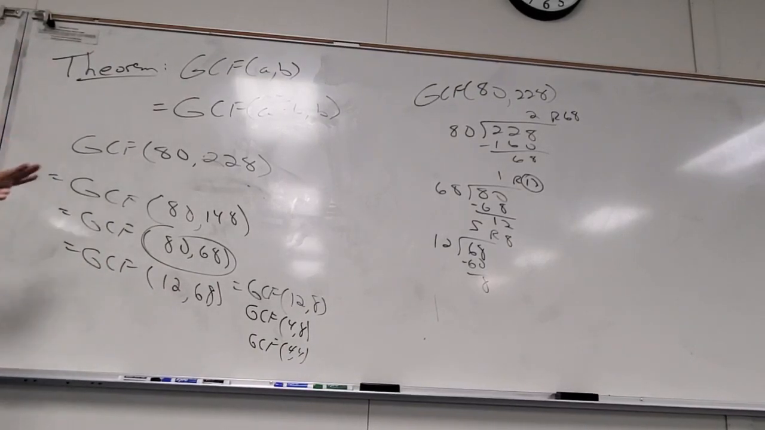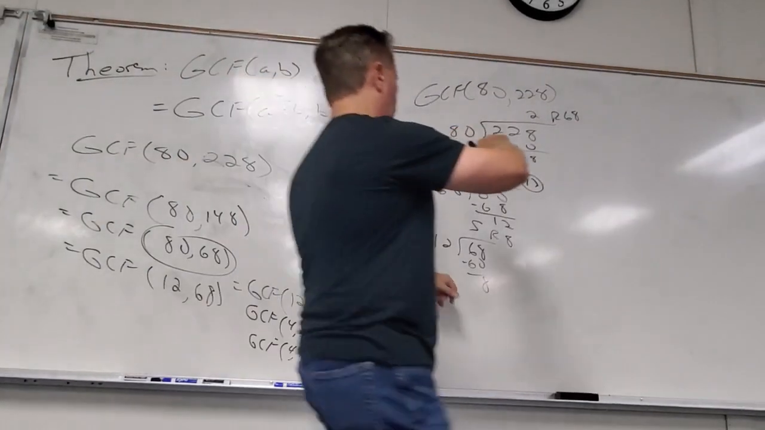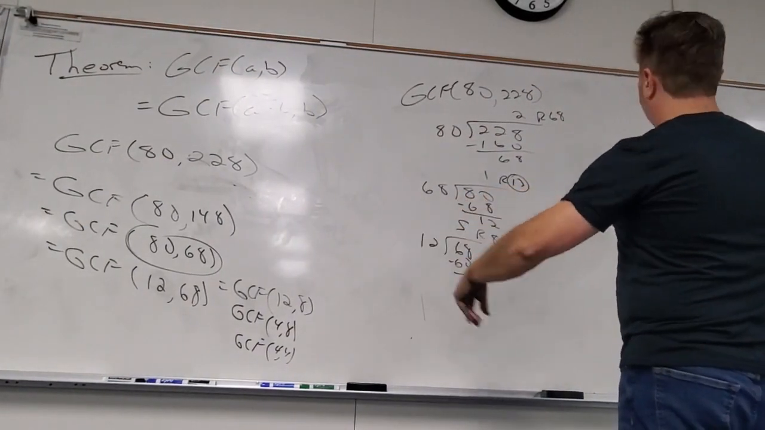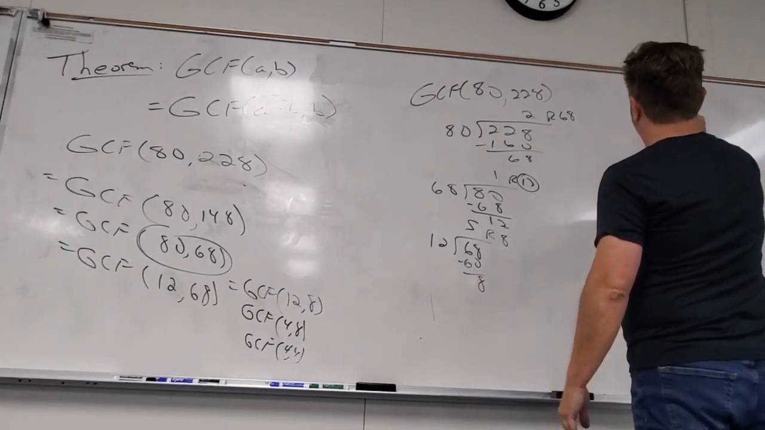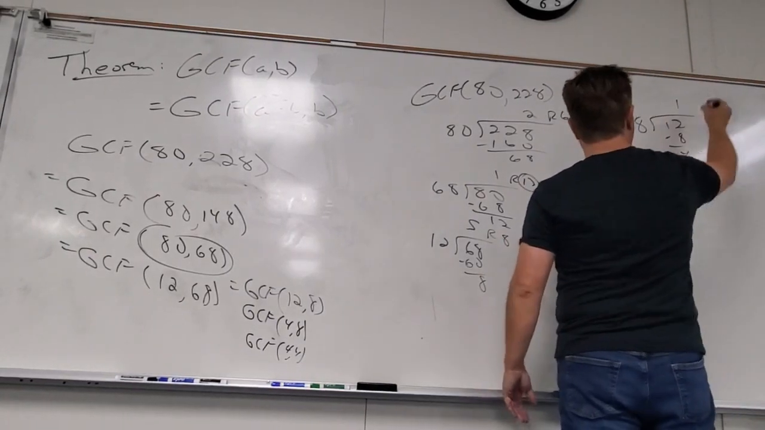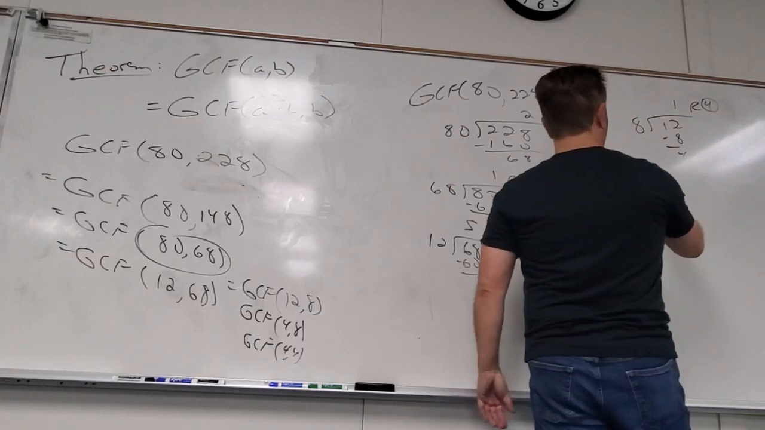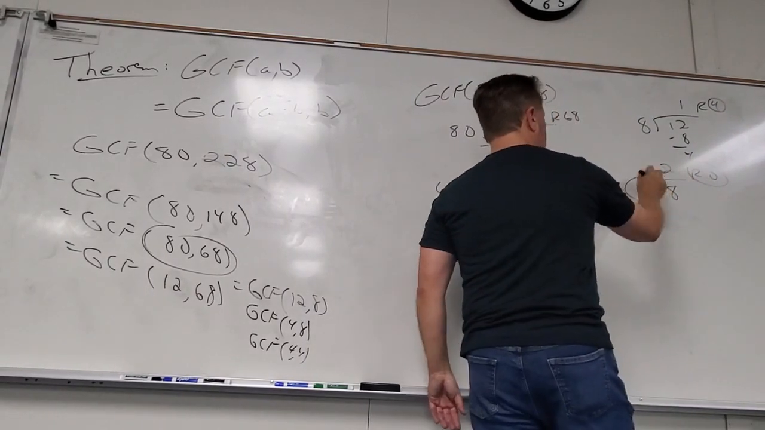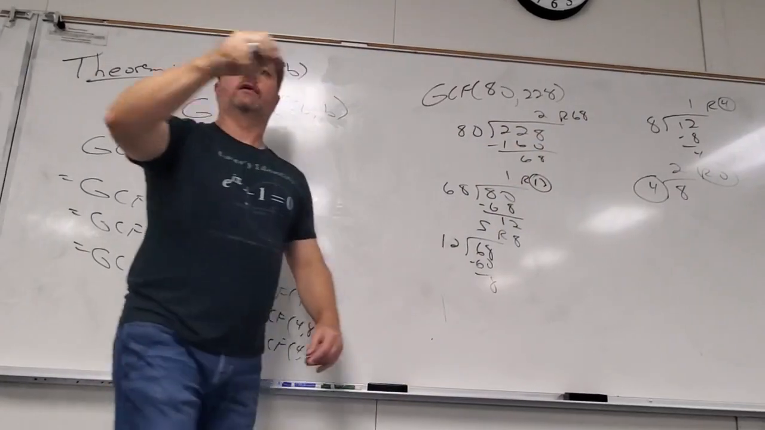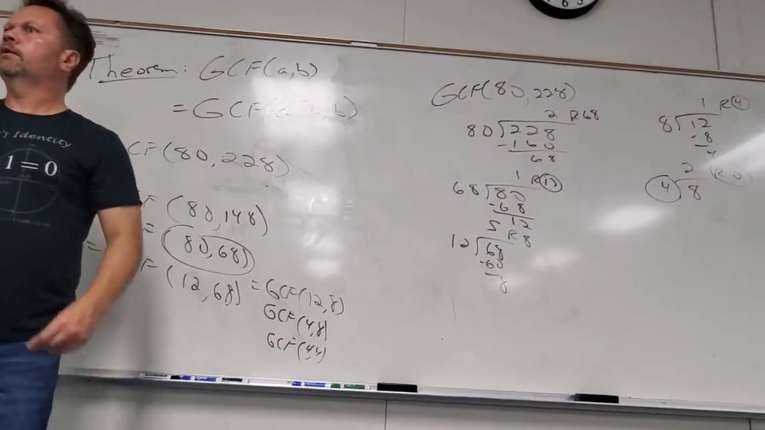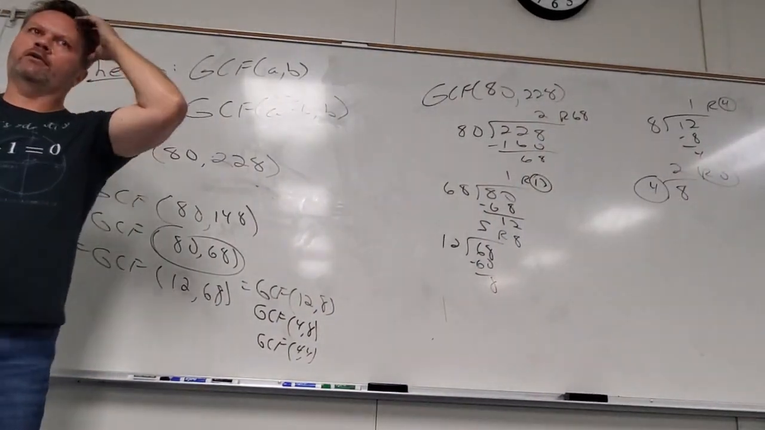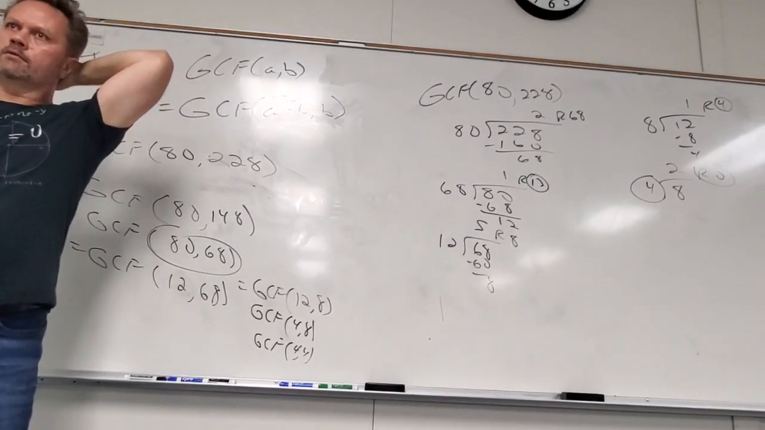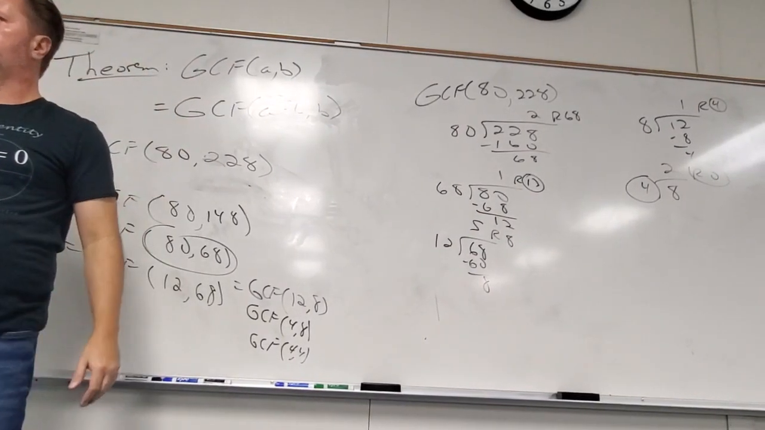You keep going, you're going to get the same answer. Is that cool? In fact, let's just keep going. What do I have left here? Now I'm at the stage where I have 8 into 12. That's once. So now I got a remainder 4. 4 into 8 goes twice with no remainder. So the last number that divides in evenly is the common factor. It's the greatest common factor.